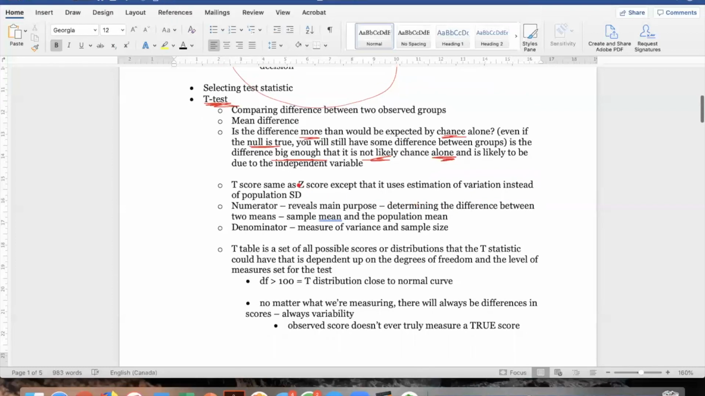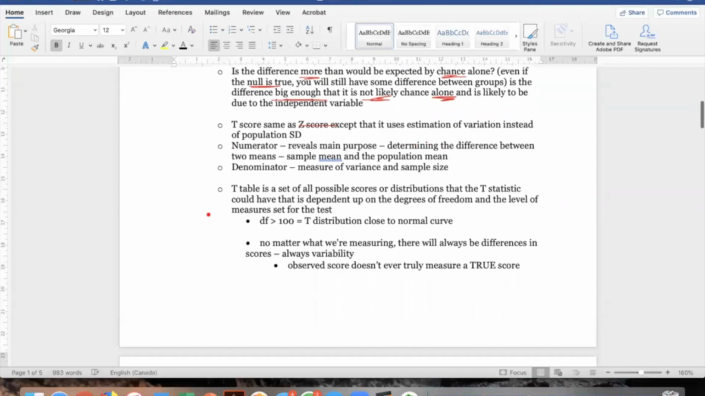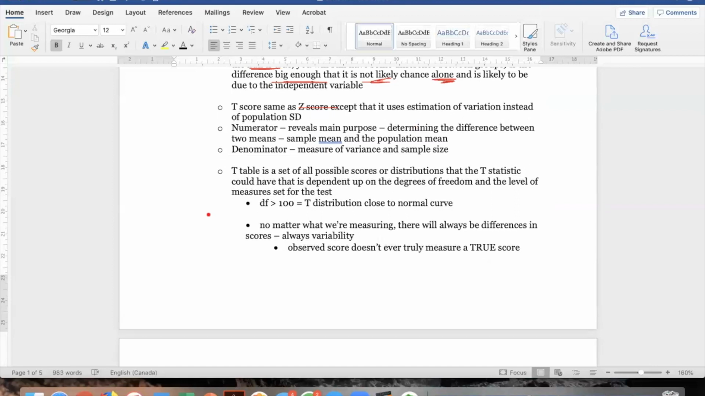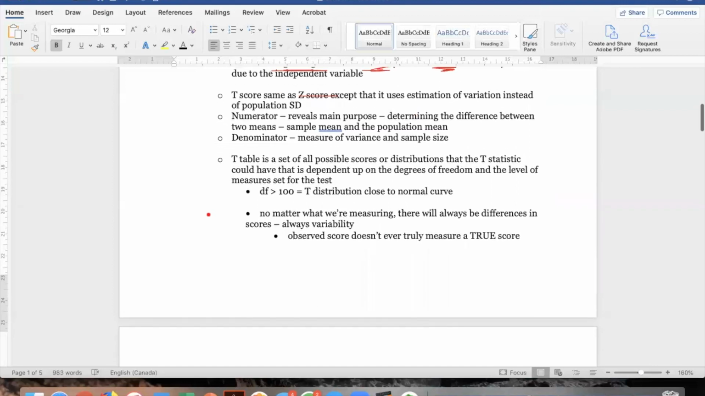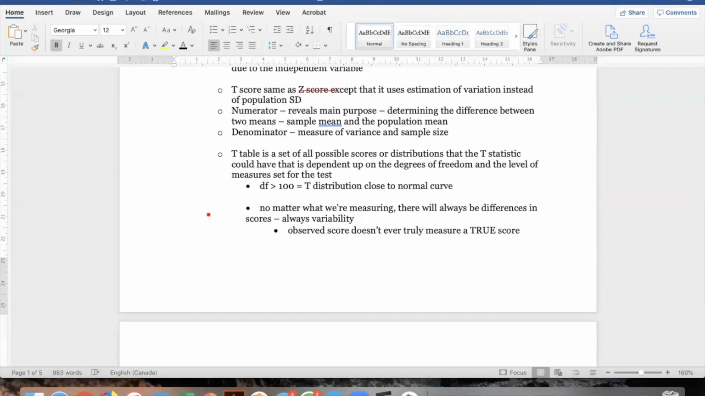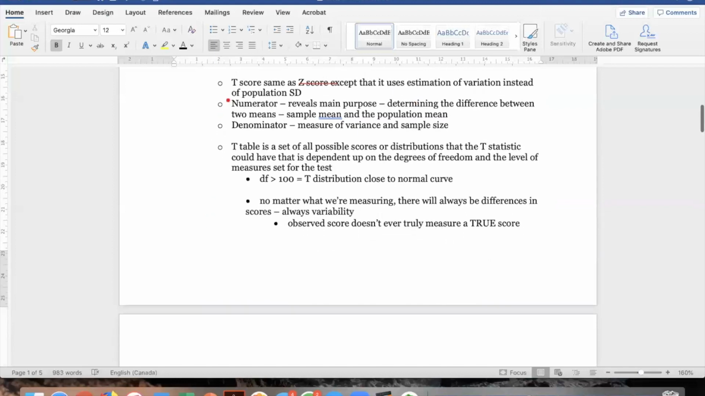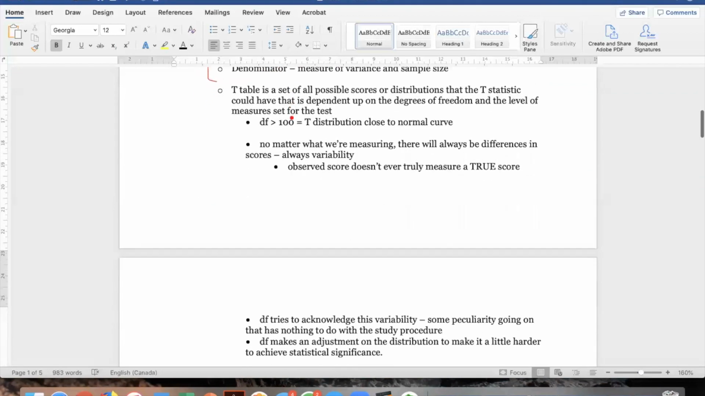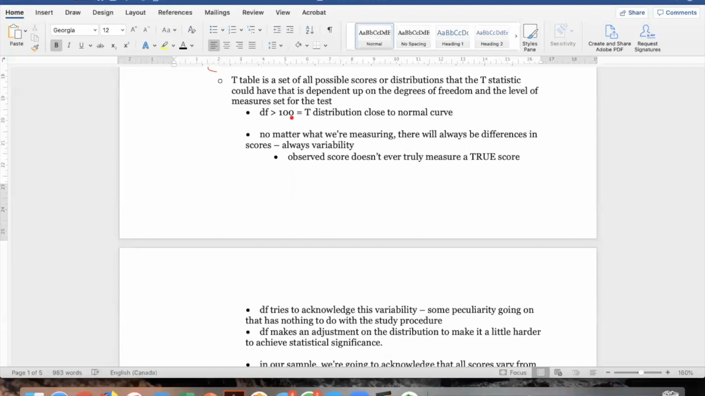So again, don't worry about this because it's just confusing. The t-score is the same as that, except that it uses an estimation of variation. Okay, you don't need to know that. This is going into how the t-score is calculated, and you don't have to do that math. Excel is going to do it for you. I didn't have to write that down, but I did.